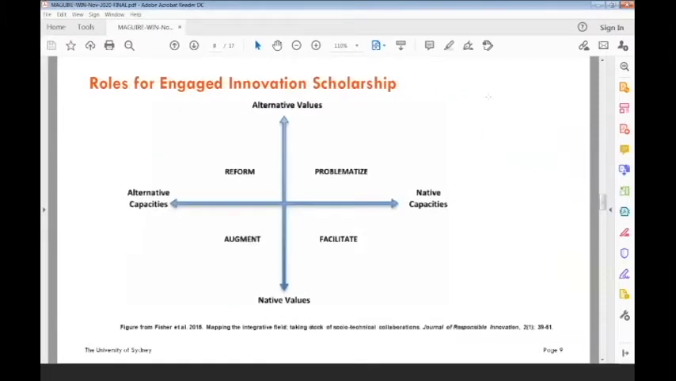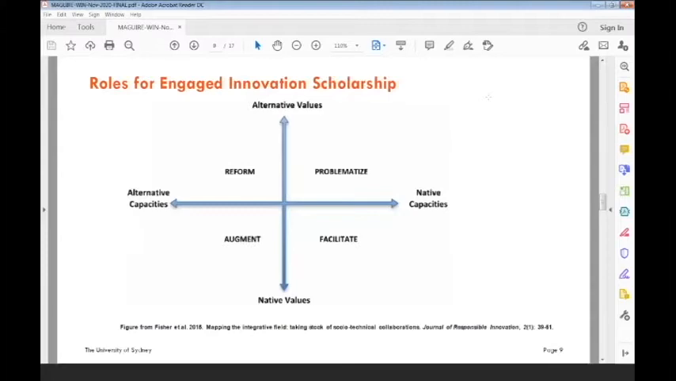What role do we play? Well, this figure comes from Fisher et al. 2015 and is useful for thinking about multiple roles that social scientists can play when they're embedded into inventing teams. On the x-axis is reference to capacities, or what can be done. And the native capacities represent the capabilities of scientists, engineers in the lab. At the other extreme are alternative capacities. These are the expertise and the capacities that social science researchers bring, or others from outside the lab.